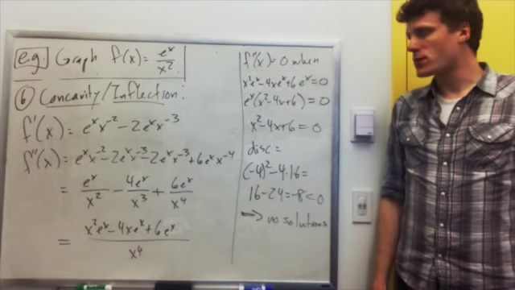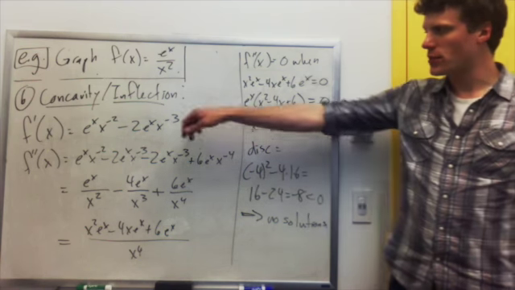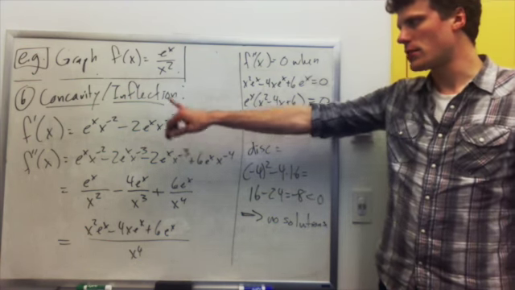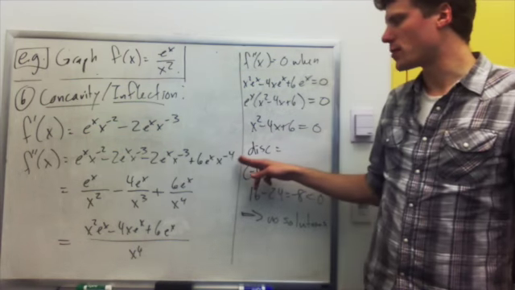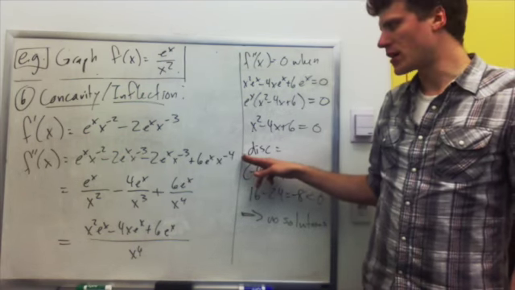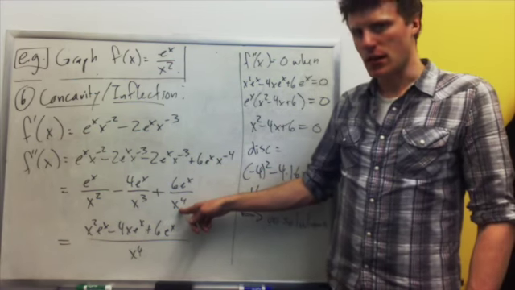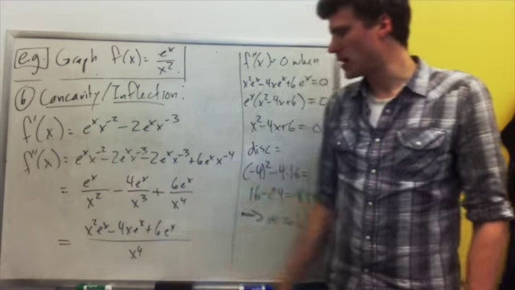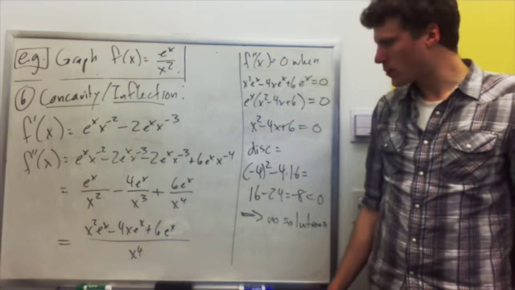Okay, so now let's look for concavity and inflection points. So what I'm going to do here is start with this expression for the first derivative and take the second derivative, which you can check is equal to this expression. Now I'm going to convert all the powers of x into the denominator, and then get a common denominator, which gives me x squared e to the x minus 4x e to the x plus 6 e to the x over x to the 4th.